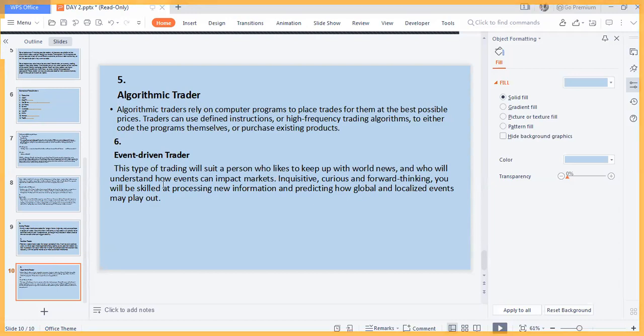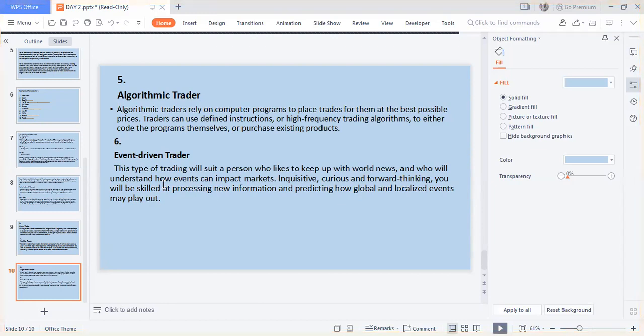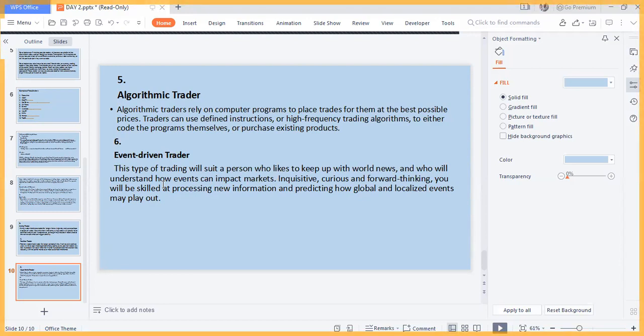Event-driven traders are people that keep up with world news. They like using news to make trades. Sometimes I trade the news. If you are going to be in an advanced class, I will make sure you trade the news. All these things will be taught.